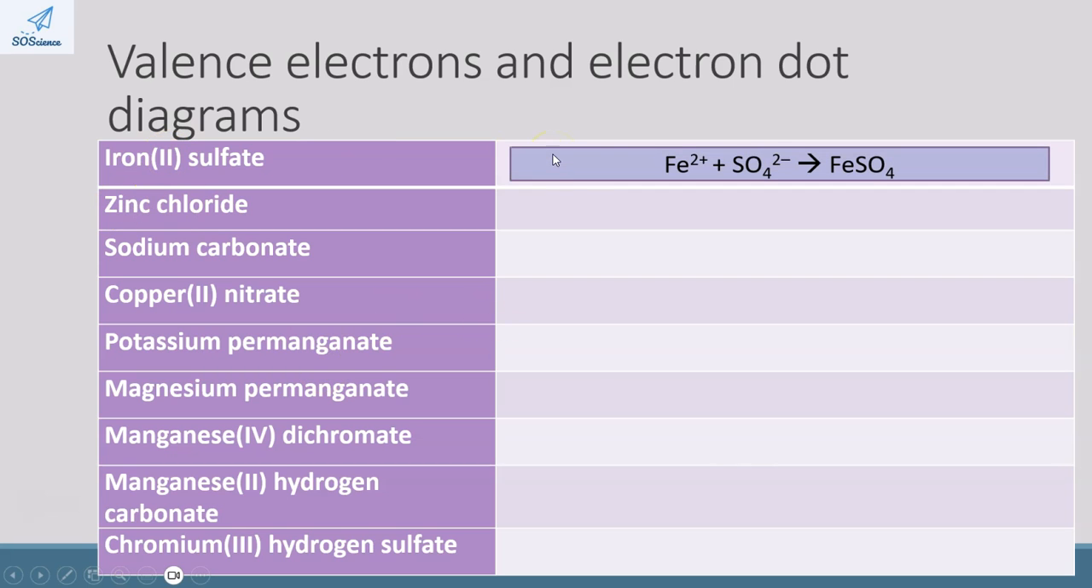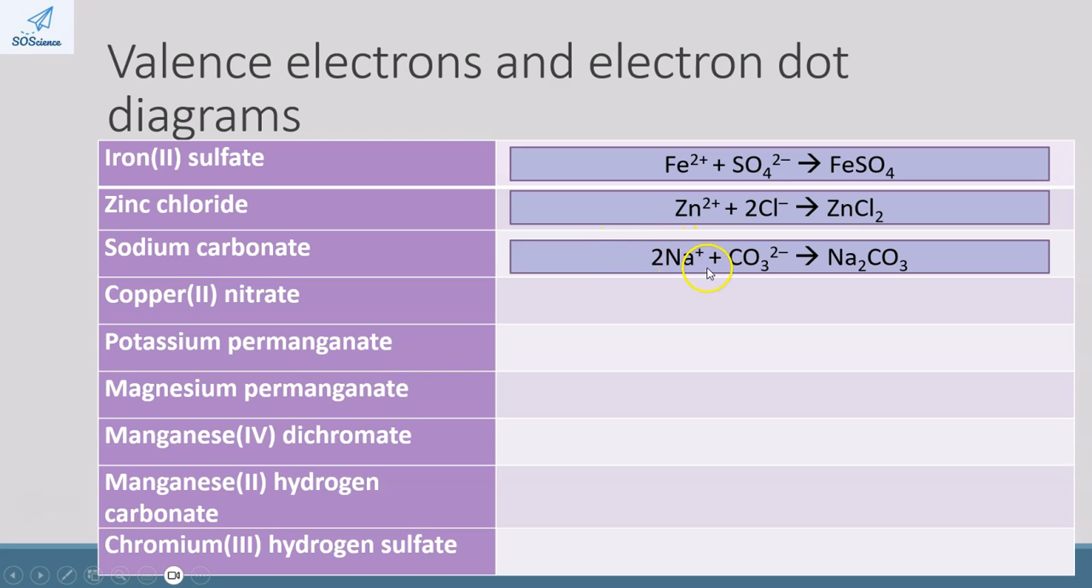Iron 2 sulfate. Fe2 plus and SO4 2 minus. This is an easy example because the charges balance themselves, so they get together in a 1-to-1 ratio to make FeSO4. Zinc chloride. The zinc ion is Zn2 plus. The chloride ion is Cl minus. So we need 2 Cl minuses to balance out 1 Zn2 plus, forming ZnCl2.